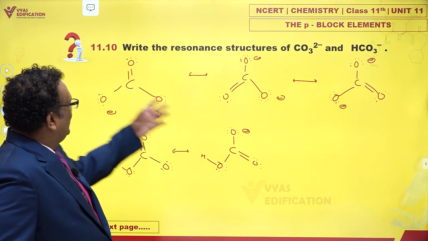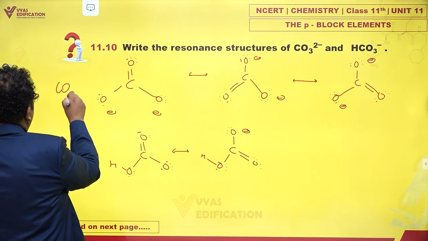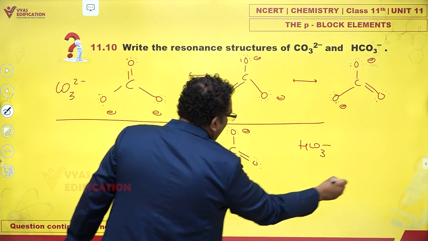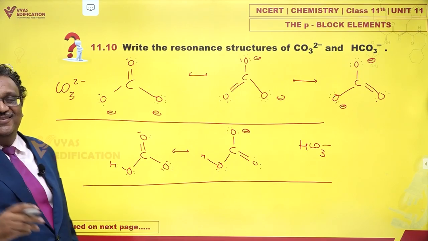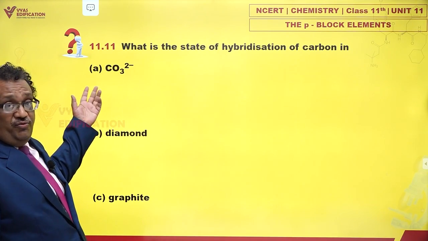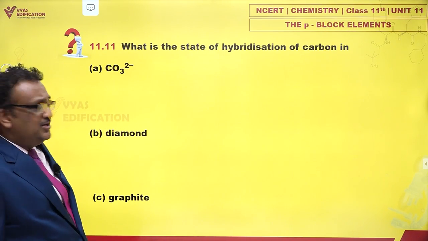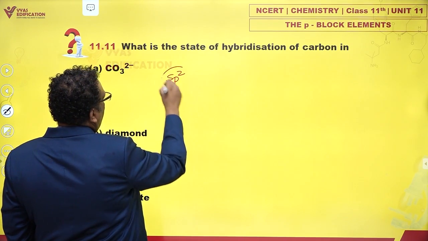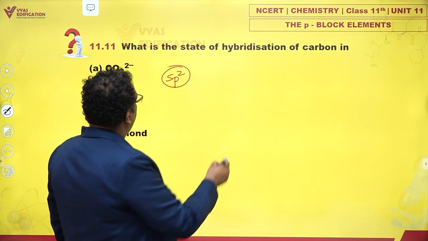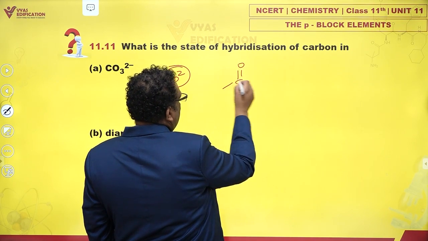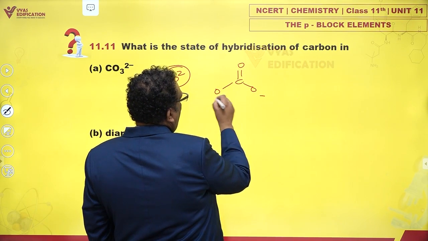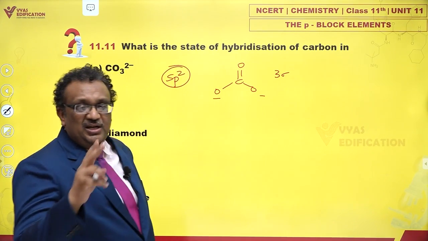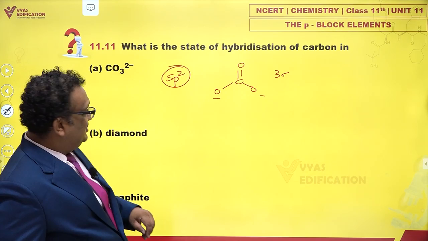These are the structures of carbonate and bicarbonate ions. What is the state of hybridization of carbon in carbonate? In carbonate, carbon is sp2 hybridized. How do I do that? Well, just draw a structure and you would find 1, 2, 3, 3 sigma bonds, no lone pairs. Steric number is 3, so sp2 hybridization.